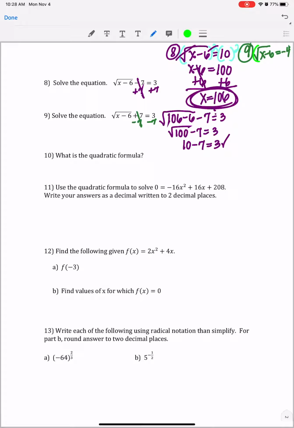You are going to square both sides. My square root and square cancel, and I am left with x minus 6 again equals negative 4 in parentheses squared. We're doing negative 4 times negative 4 is 16. Now add your 6 over, and we get x equals 22.